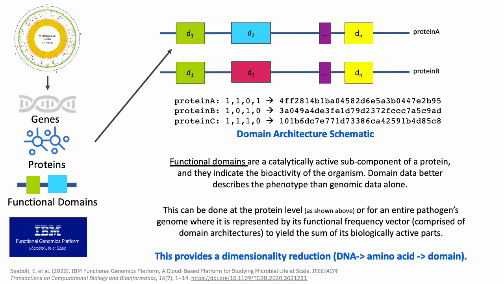For our work, we construct a domain architecture for each protein sequence. Here we sort the domains, check whether they are present in a protein sequence or not, and construct a vector indicating the same. This also helps us reduce the dimensionality since we go from a DNA sequence to amino acid and then to domain architecture.